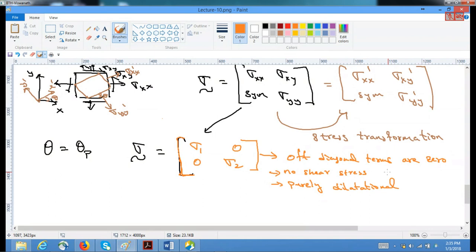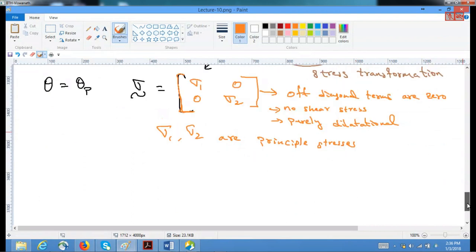So what we are saying is, in some orientation, the fibers are stretched through the dilatation, and those dilatational values, sigma 1 and sigma 2, are principal stresses. These things you might have learned in your previous course in strength of materials, where for a plane stress condition, the stress transformation equations are given by this. I will rewrite it instead of deriving it.